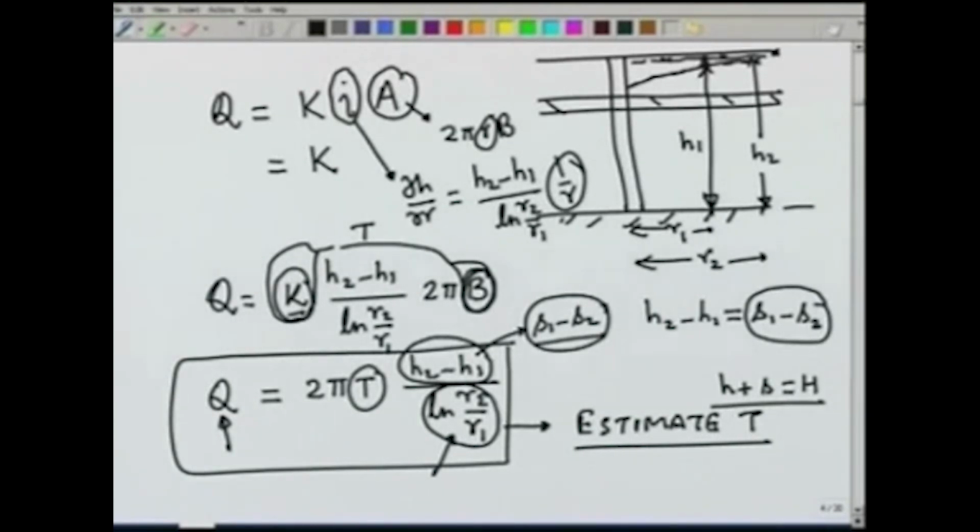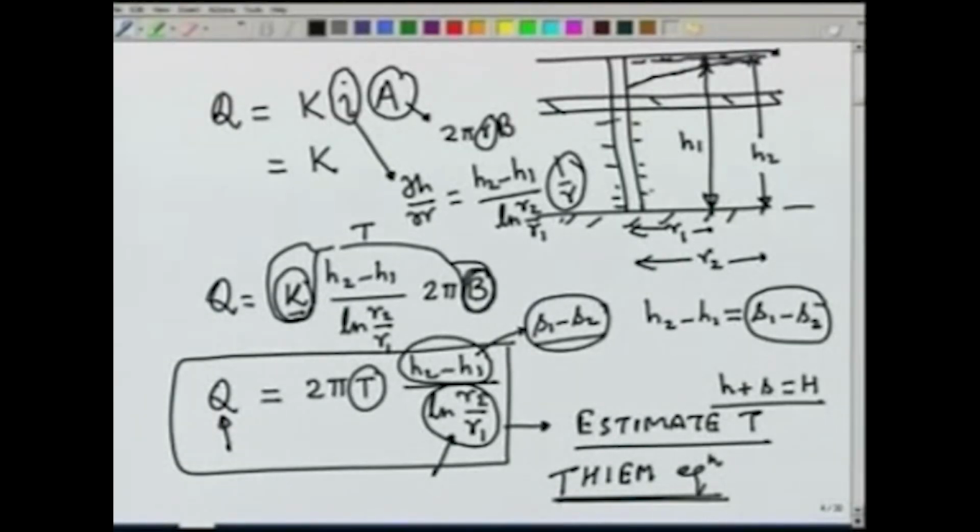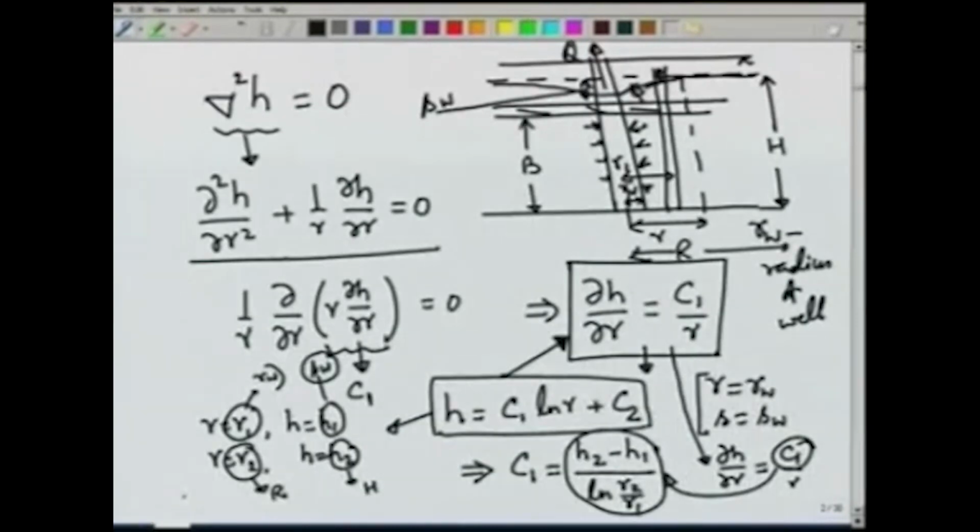This equation is commonly known as the Thiem equation, based on the first derivation by him. So, the Thiem equation is valid for steady state flow towards a well in a confined aquifer, assuming that the well is fully screened. So, it is drawing water throughout the aquifer width, and all the assumptions which we have earlier made in deriving the equation would still hold good.